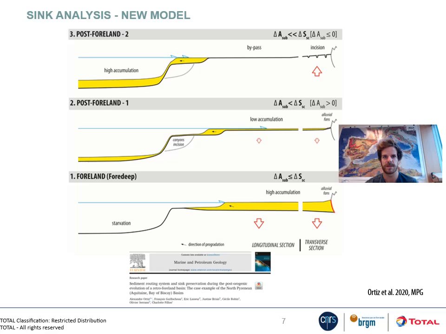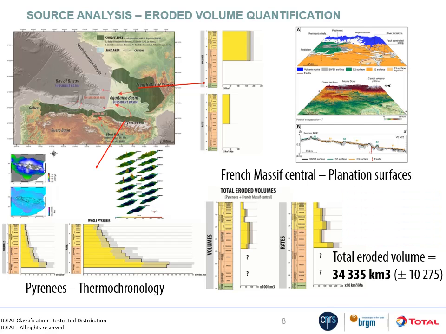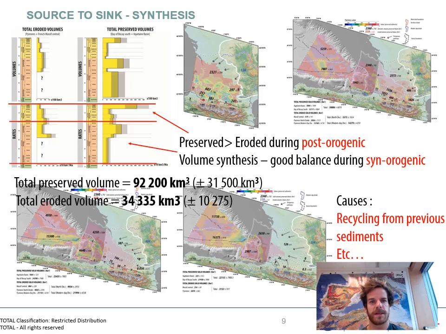Briefly, for the source part, I use different results of the project to estimate the total amount of eroded rocks in the two relief domains. For the Pyrenees, I use thermochronology, and for the French Massif Central, I use geomorphology. Finally, the source to sink synthesis shows a large difference between eroded and preserved sediments.